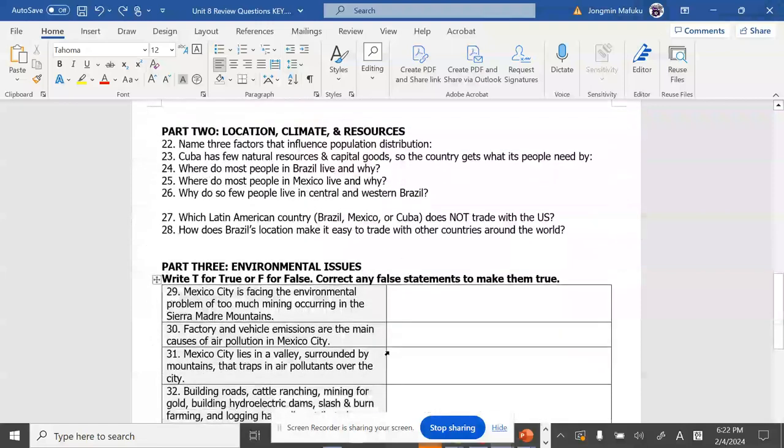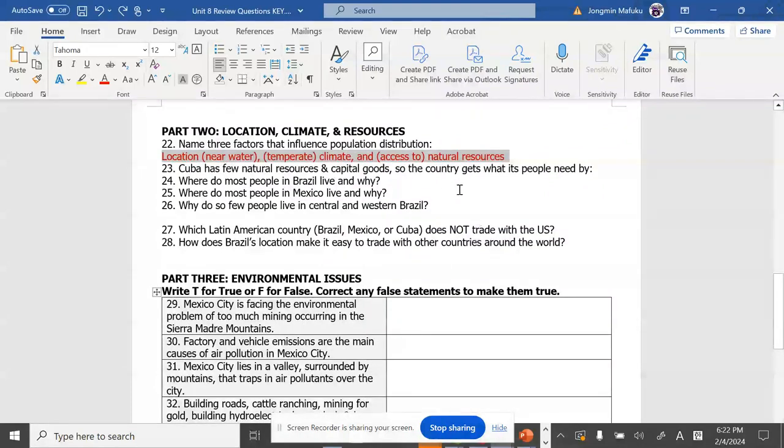22. Name three factors that influence population distribution. This is basically asking what makes people live in the area that people live in. Why do people live there? And the three things that basically answer that question are this: location, people want to live near water, and temperature, people want to live where it's warmer. We learned that through Russia, that people don't want to live where there's permafrost, where land is frozen and people can't live. And of course, lastly, access to natural resources. People want to live where there are jobs. They want money.